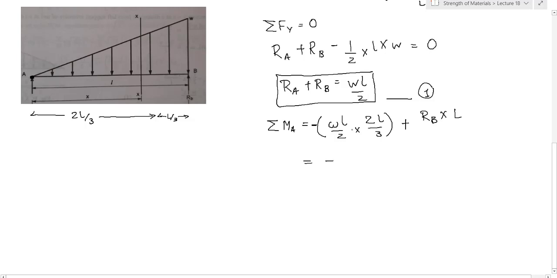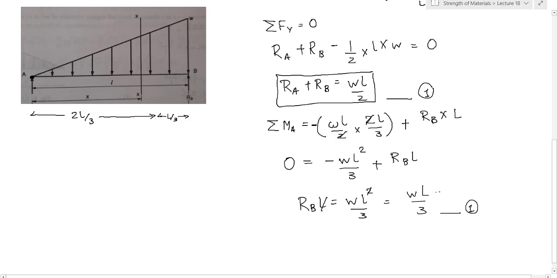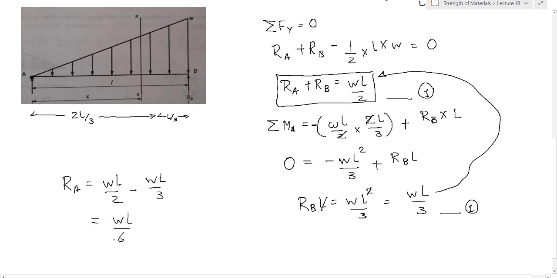Over here we are getting minus, and the 2 will get cancelled. W L square by 3 plus RB into L is equal to 0. Solving this we will get RBL is equal to WL square by 3. L gets cancelled, so RB is equal to WL by 3. Now substituting this value over here, we get RA is equal to WL by 2 minus RB, which is WL by 3. From that we get WL by 6. So that is the value of RA.